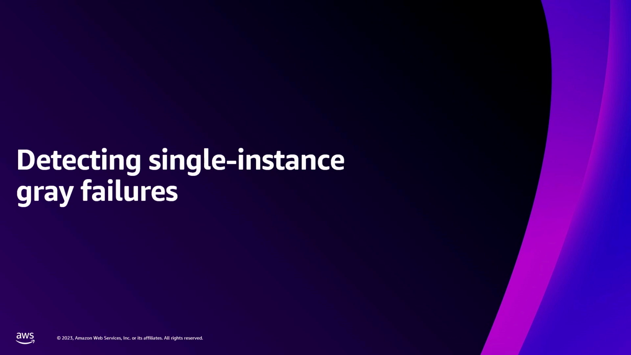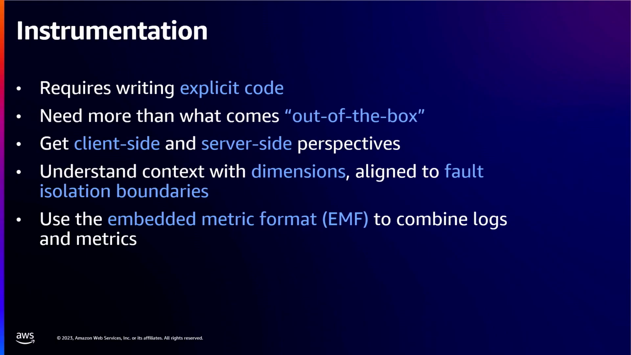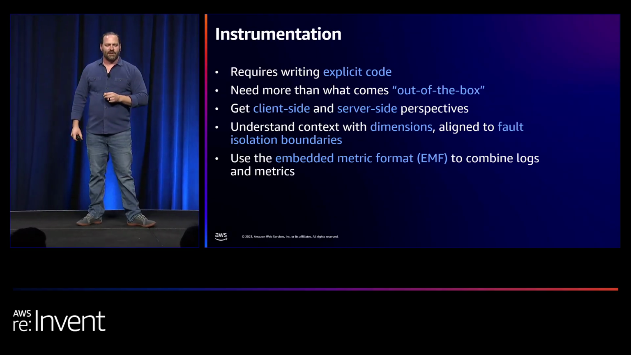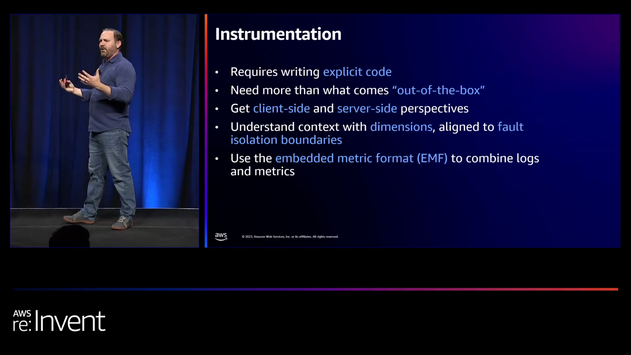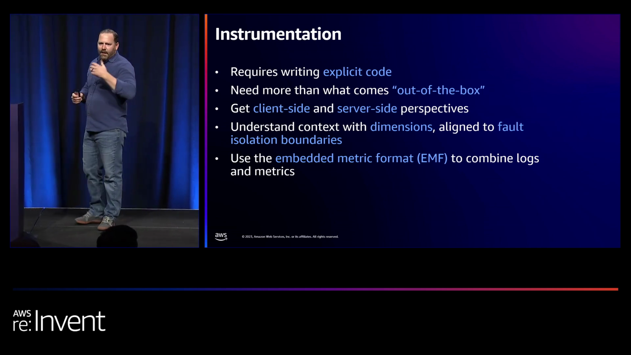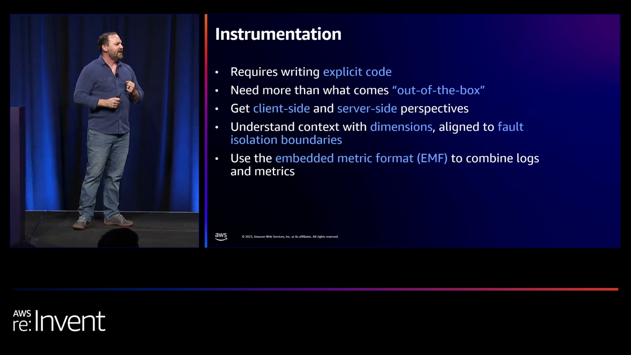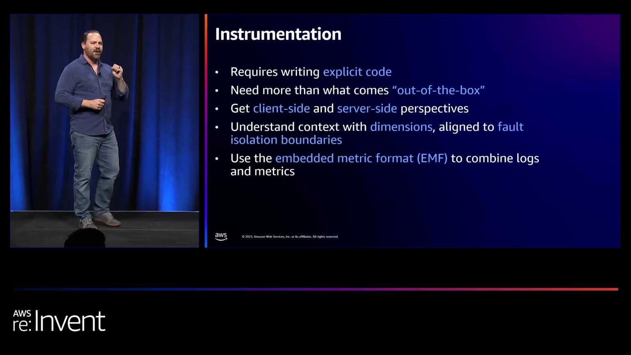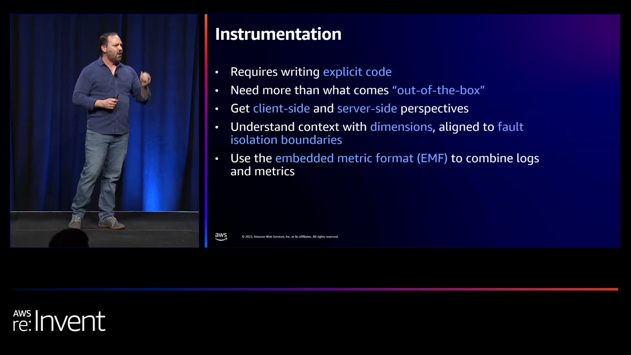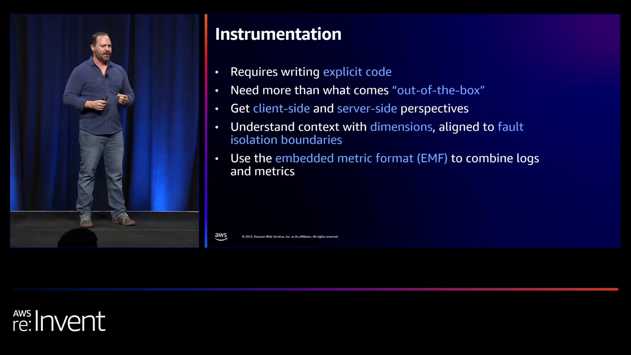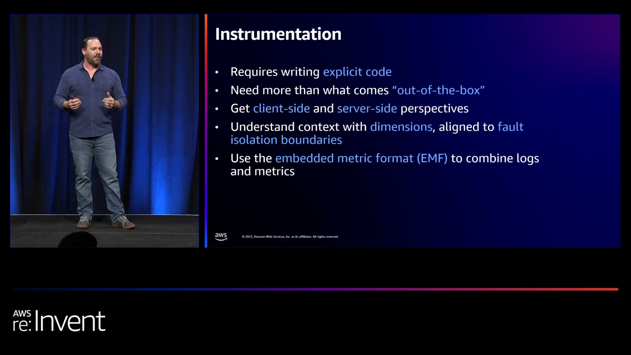Okay, so how can we detect single instance gray failures? The first thing we need is instrumentation. We need observability of our system. And observability and instrumentation requires writing explicit code. You need to write code around your business logic. You need more than what comes out of the box.